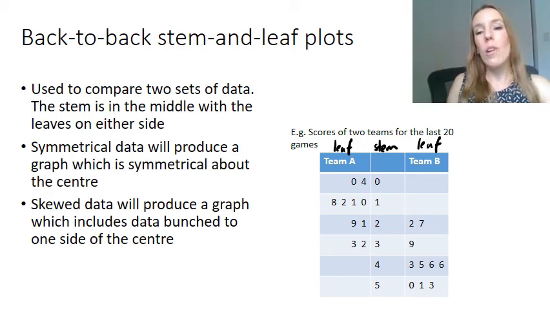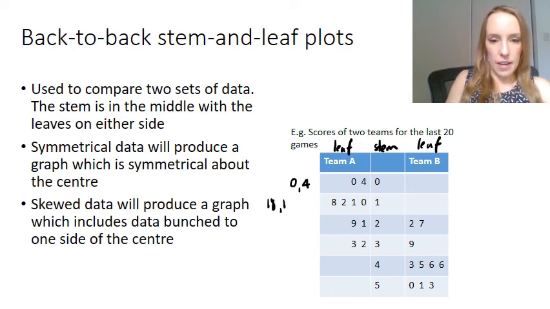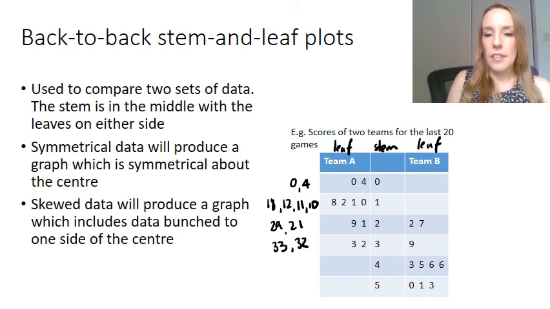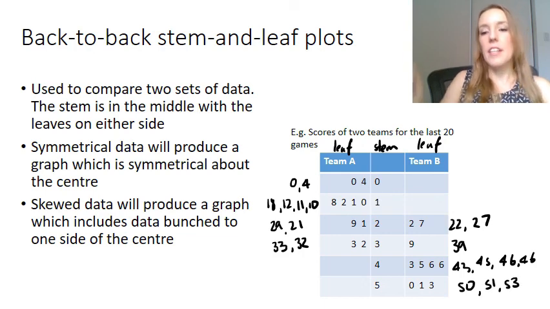So for instance, this one is the scores of 2 teams for the last 20 games. So you can see the scores here. So team A scored 0, that's not good. And then they scored 4 points. So this would be 0, 4. Their other scores would be 18, 12, 11, and 10, 29, 21, 33, and 32. And that would be all they scored. That's unlucky. On this side, we had 22. Team B's killing it, 27, 39, 43, 45, 46, 46, 50, 51, and 53. So you can see the scores that they had.